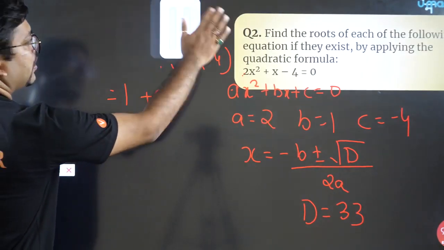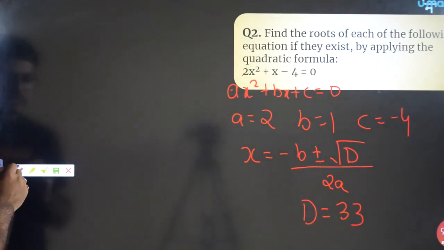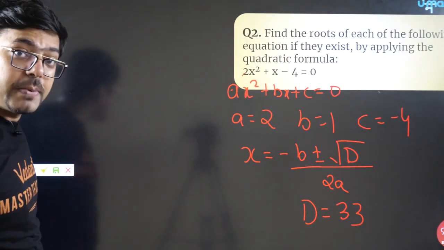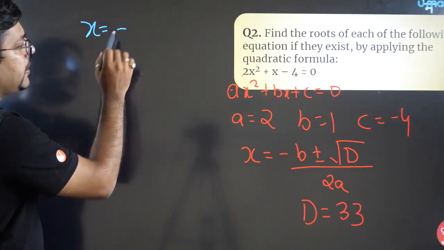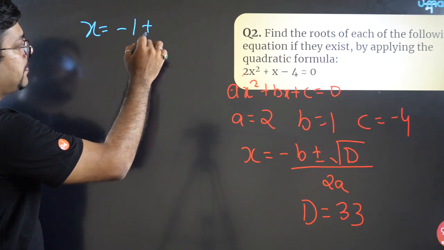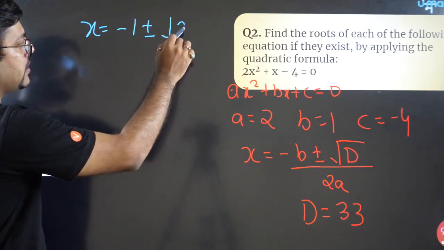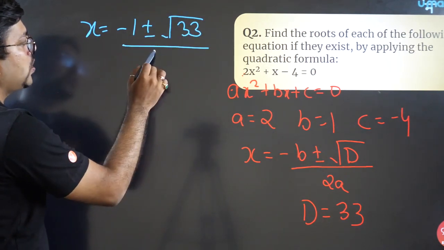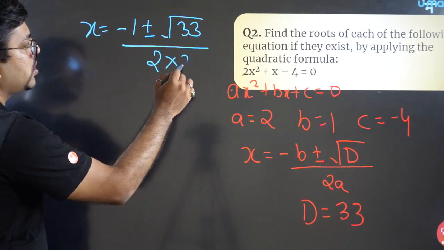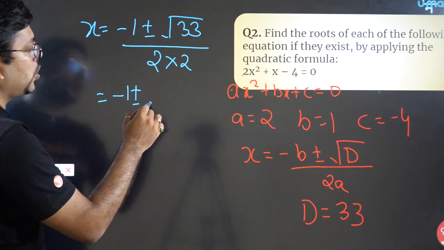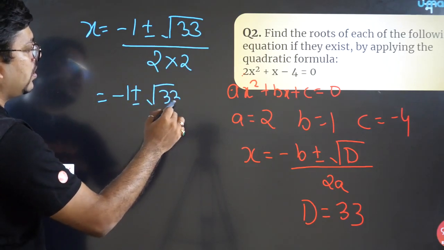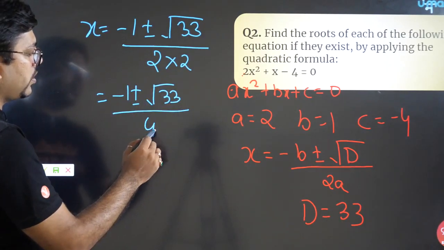Now let me just rub it and write the entire thing. So everyone, please pay attention. Here we write x is equal to minus b, minus b is 1, plus minus root 33 is the discriminant, divided by 2 and a is 2. So what we got? We got minus 1 plus minus root 33 divided by 2 2s are 4.